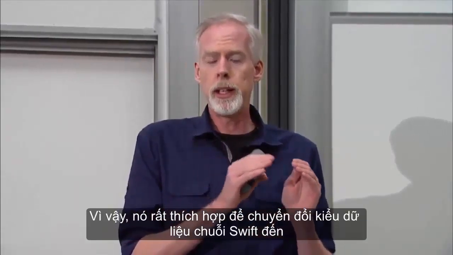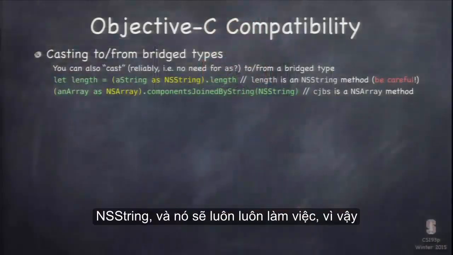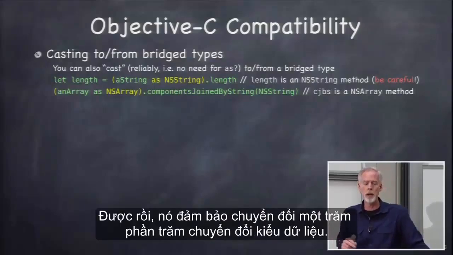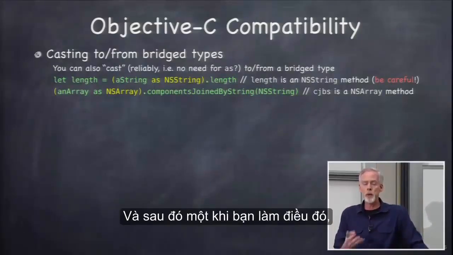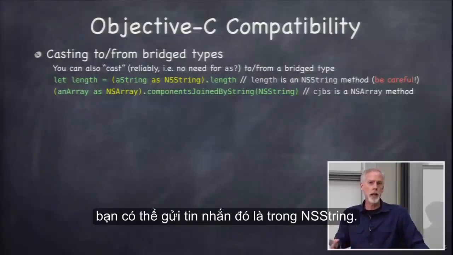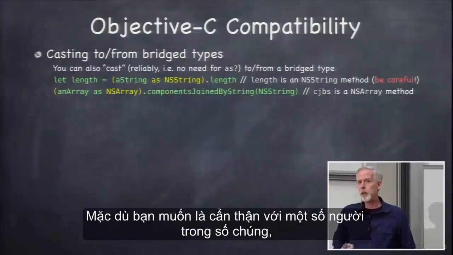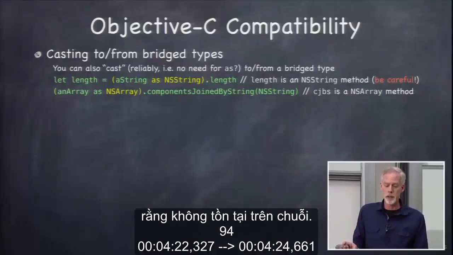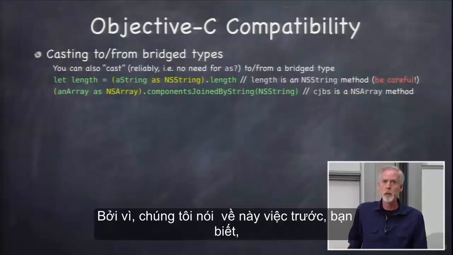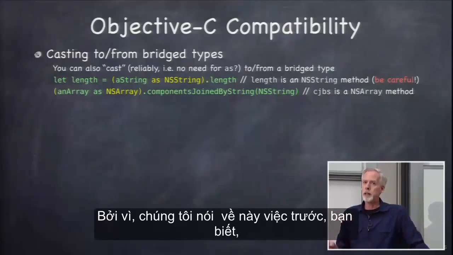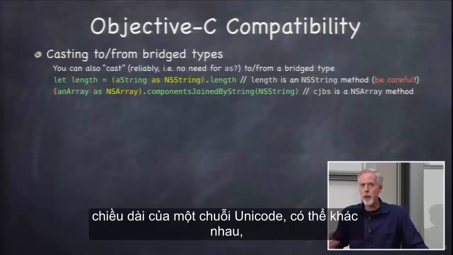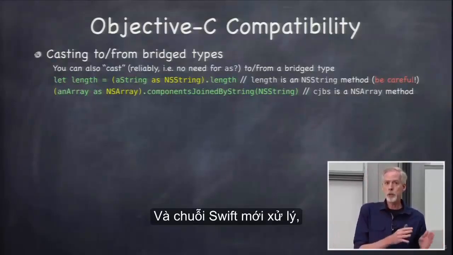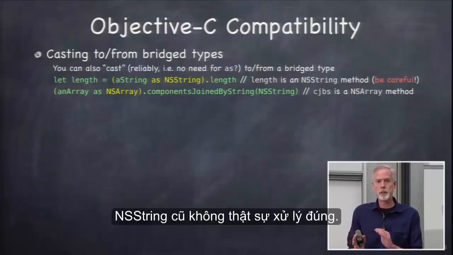Okay, so it is perfectly legal to cast a Swift String to an NSString, and it will always work, so you don't need as question mark. Okay, it's all 100% guaranteed cast. And then once you do that, you have an NSString instead of a String, and so you can send it messages that are in NSString. Although you want to be careful with some of them, like length is an NSString method. That doesn't exist on String. It doesn't exist on String for a reason, because we talked about this before. The length of a Unicode string can vary compared to the number of glyphs you'll see on screen. And the new Swift String deals with that, and the old NSString doesn't really deal with that properly.